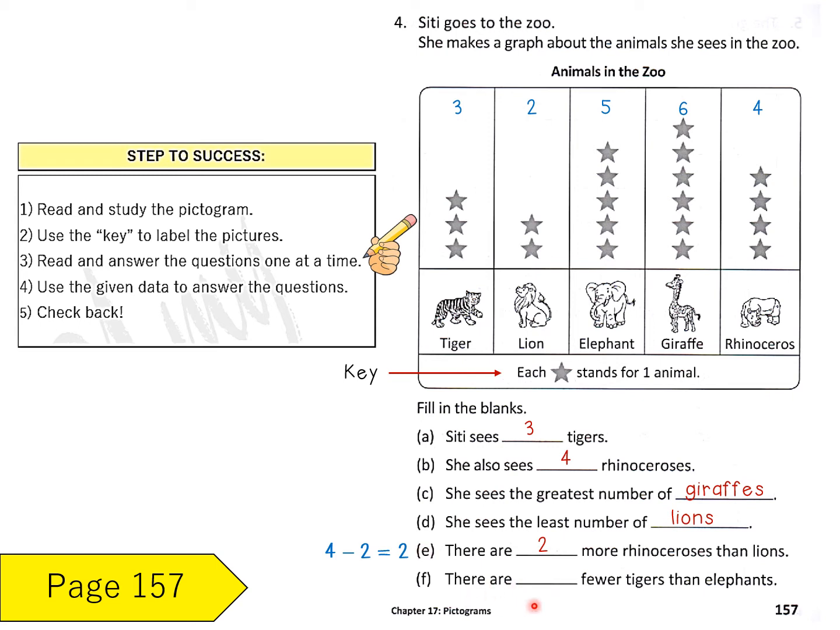Next one, there are how many fewer tigers than elephants? Same thing, finding difference. So this time we are going to take a look at tigers and elephants. Elephants, there are 5, and tiger, there are 3. So what do we do with these 2 numbers? Also subtract. 5 minus 3 equals 2 also. So show your working here. So that's page 157.